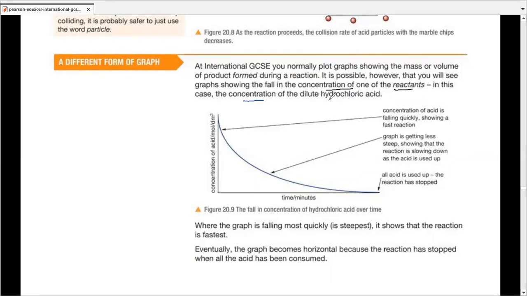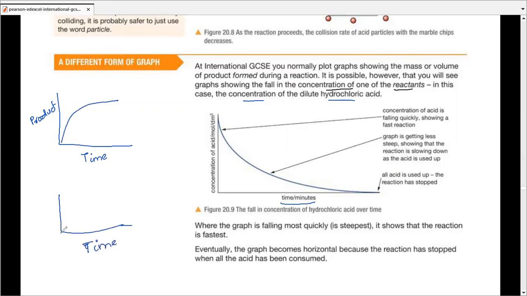Let's say we were talking about the concentration of dilute hydrochloric acid. So on the x-axis, we put the time in minutes. On the y-axis, instead of the mass or volume of carbon dioxide gas, we put the concentration of acid, which is actually a reactant, in mole per decimeter cube. This time, instead of having an increasing graph, we have a decreasing graph. So let's make some sense out of it. If we have a product over here and time over here, the graph would be like this. And if we have time over here and we have a graph of a reactant over here, let me clarify, the graph would be like this.